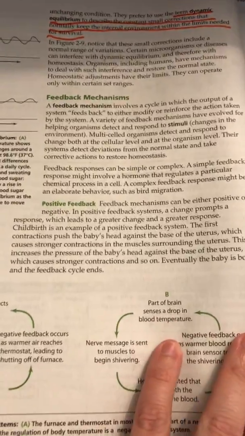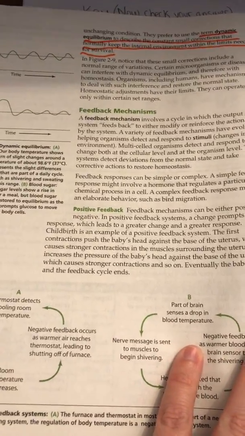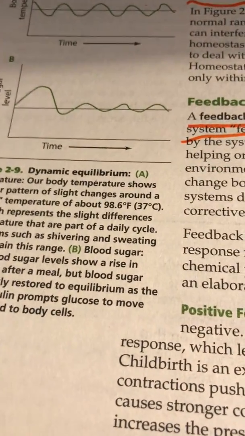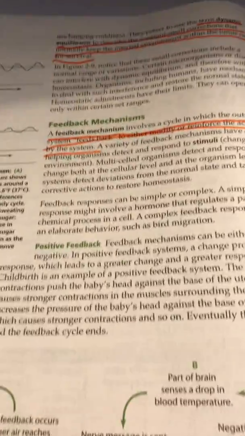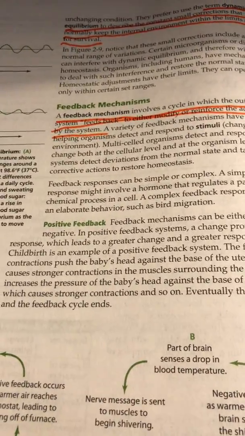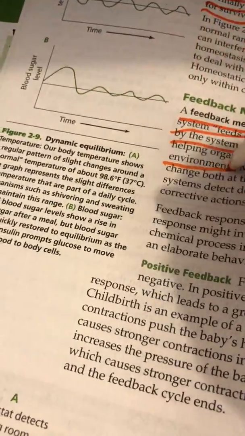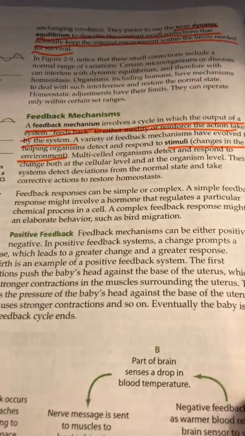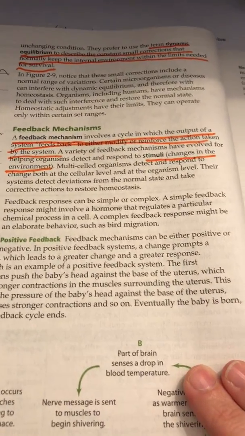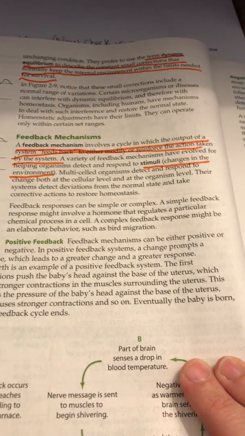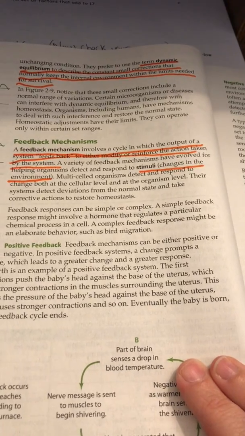Feedback mechanisms. A feedback mechanism involves a cycle in which the output of a system feeds back to either modify or reinforce the action taken by the system. A variety of feedback mechanisms have evolved for helping organisms detect and respond to stimuli, which are changes in the environment. Multicelled organisms detect and respond to change both at the cellular level and at the organism level. Their systems detect deviations from the normal state and take corrective actions to restore homeostasis.